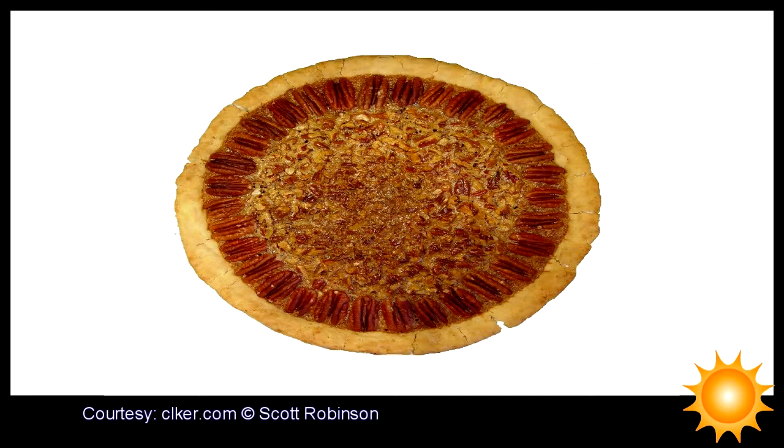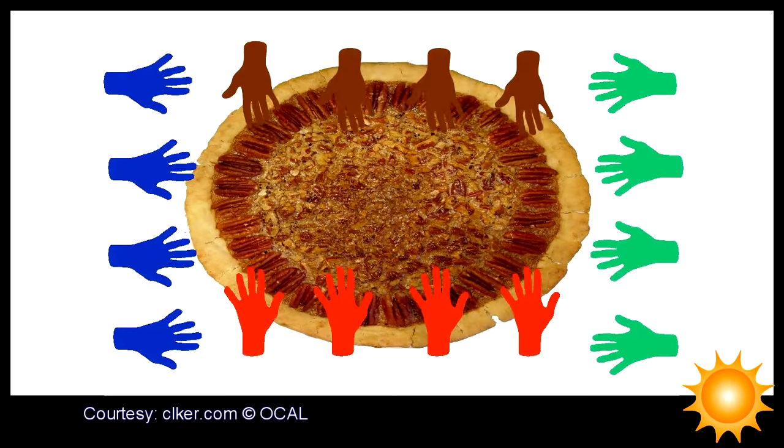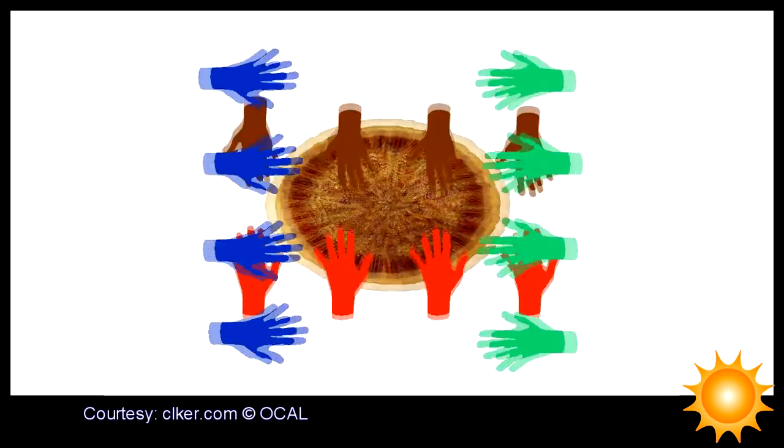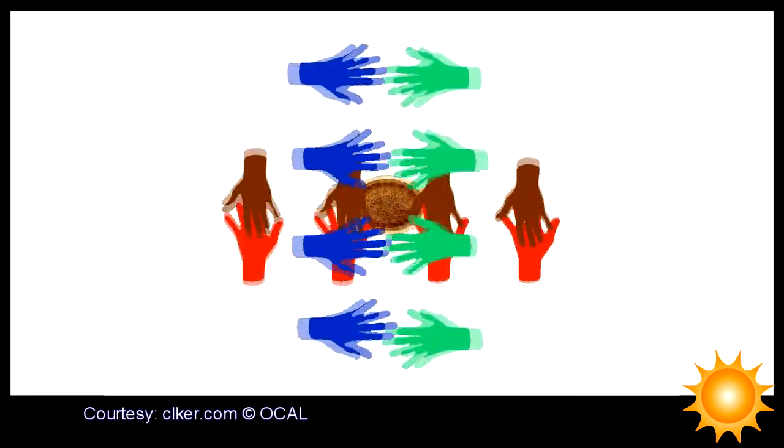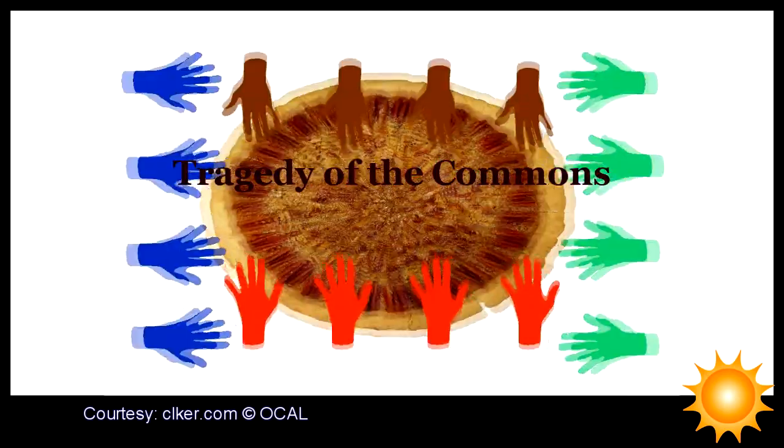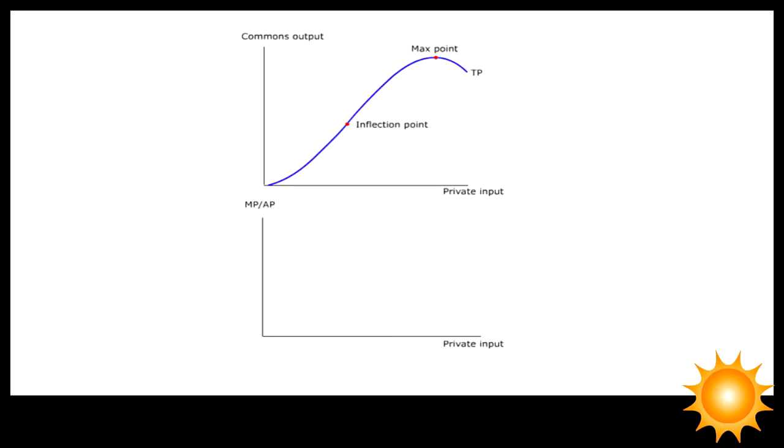Resources owned in common are subject to competitive capture. Unrestricted entry often leads to over-exploitation, known as the tragedy of the commons. Like other scarce resources, resources owned in common are subject to diminishing returns.